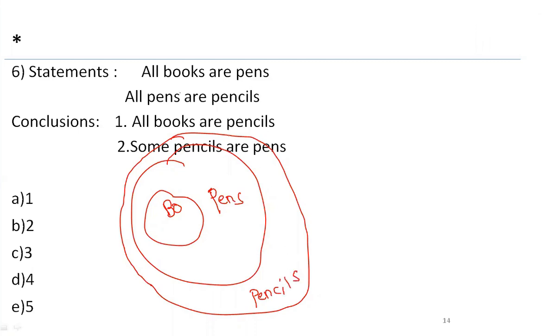Okay. Use pen and paper, draw the Venn diagram, then only you can understand. Now, all the books are pens means the book circle is completely lying inside the pen circle. Okay. All the pens are pencils means the pens circle is lying completely inside the pencils circle. Okay. Now check for the conclusions. All the books are pencils. All the books are pencils means the books circle should lie completely inside the pencil circle. Yes, that is absolutely true. I can say that the first conclusion is 100% true.